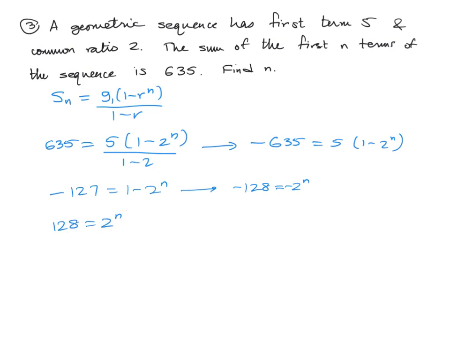Now you may actually know 2 to the what equals 128, but if you don't, worry about it. You could probably guess and check this one, but I think it's easier to just use logs. That's what I'm going to do. Log with base 2 of 128 is going to equal n, and I use my change of base formula. Natural log of 128 over natural log of 2 equals n. And I end up with n equals 7. And that is a reasonable answer because n has to be a positive integer. It's how many terms there were. 7 terms makes total sense.